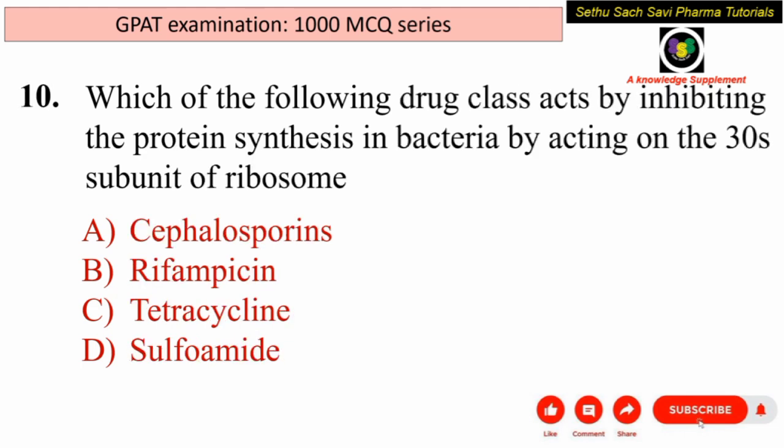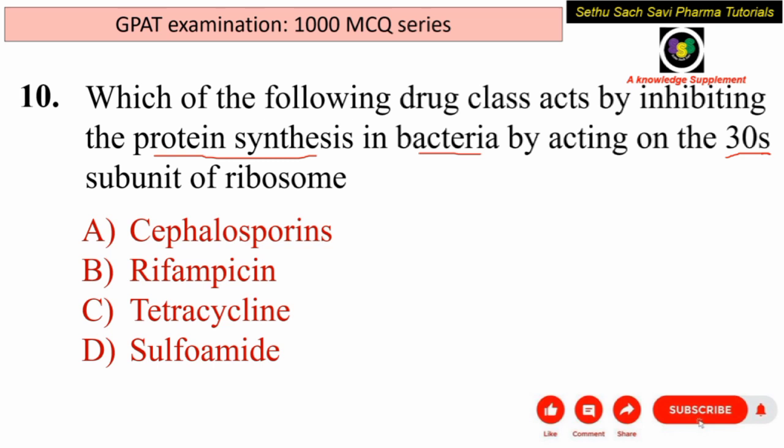Which of the following drug classes act by inhibiting the protein synthesis in bacteria by acting on the 30S subunit of ribosome? Okay. The options are cephalosporin, rifampicin, tetracycline, or sulfonamide. Here we have to note it is inhibiting the protein synthesis. In which cell line? In bacterial cell line. In bacteria, we know the ribosome is 70S, while in humans, it will be 80S. Right? So it is acting on the 30S subunit of the ribosome.